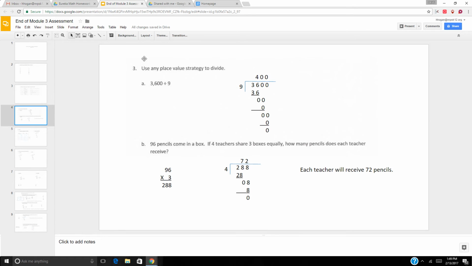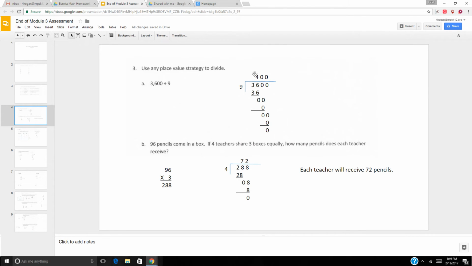Okay. Any place value strategy to divide. So anything at all. So even if you know 9 times 4 is 36, you could do 400. But I did long division. You could use place value discs. You can use the distributive model and a number bond. You can use an area model. So any strategy that you would like, you can use.